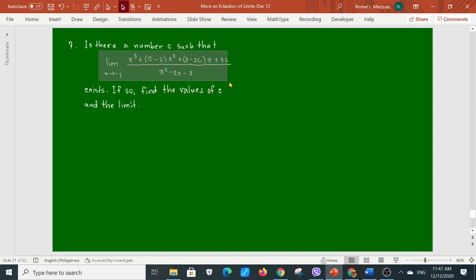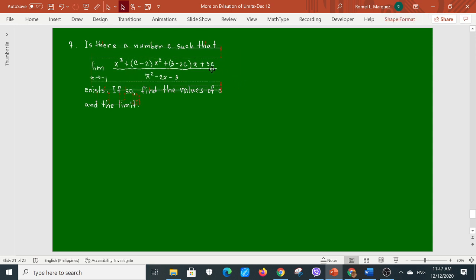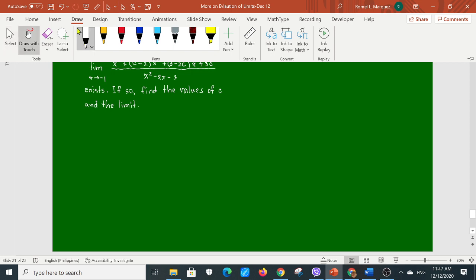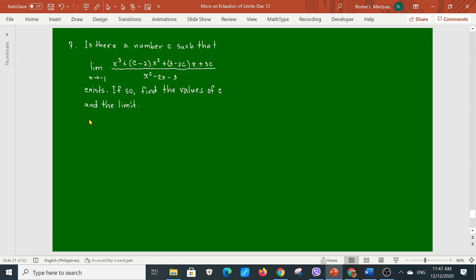I think now you have an idea of what to do here because of what we had in the previous example. So first, try to factor the denominator, and let's see what the problem is, if there is really a problem. Who knows? Any C will work. So let's see.